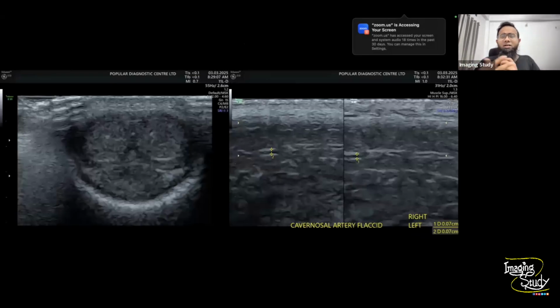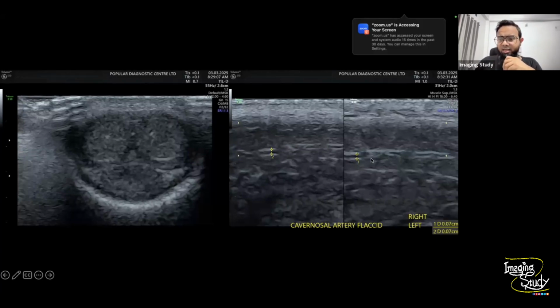Okay, so anyway, here you can see the flaccid state of the penis, where we can see the penis has on cross section 3 parts: 2 corpora cavernosa, having the cavernosal arteries inside, and this is the corpus spongiosum, having the urethra inside. And all these 3 layers are covered by the tunica albuginea. So here is the long section of the corpus cavernosa on the right and left.